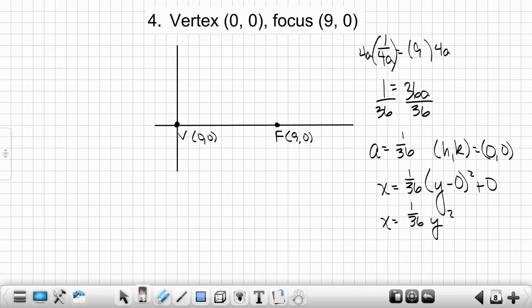All right, guys. So quickly, I did number 4, vertex 0, 0. The focus was 9, 0, so it opens to the right. That gives me a positive a value. My distance from the vertex to the focus was 9, so 1 over 4a equaled 9. Multiply both sides by 4a. I get 1 equals 36a. Divide both sides by 36. A is 1/36. Since it's a sideways parabola, I have x equals 1/36, x minus 0, the quantity squared, plus 0. The zeros are redundant, so I reduce that to x equals 1/36 y squared. You've written nothing. I'm not waiting for you. Go quickly.